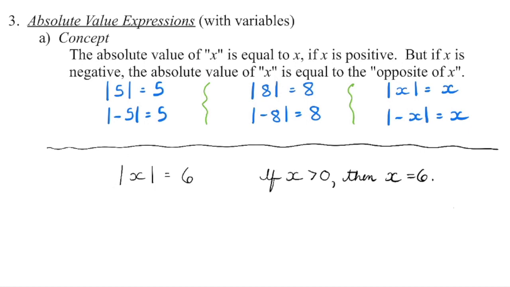But if we happen to have a negative value for x, so x is less than 0, when we take the absolute value, it's going to be the opposite of what this value was. So x would have been negative 6, take the absolute value of it, and then that sign is going to flip.